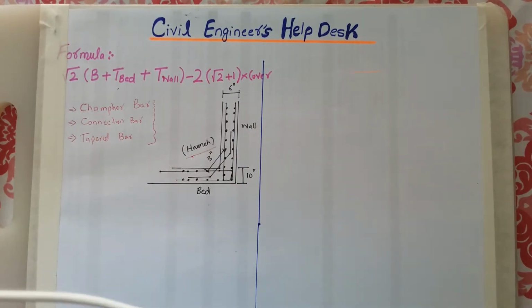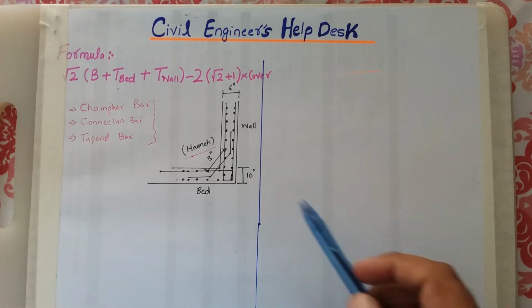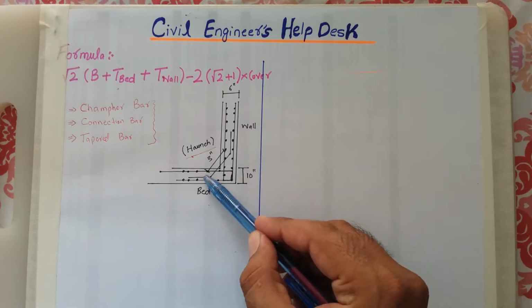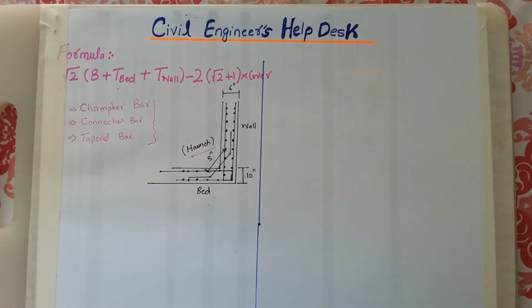Viewers, the main difficulty is this: when you see the drawing of any structural member in which a haunch bar is given, you must know how to calculate the length of this bar, because you have to give the schedule to the steel fixer. For that, you must know the length of this haunch bar. So today we will discuss the shortcut formula to find the length of this haunch bar.